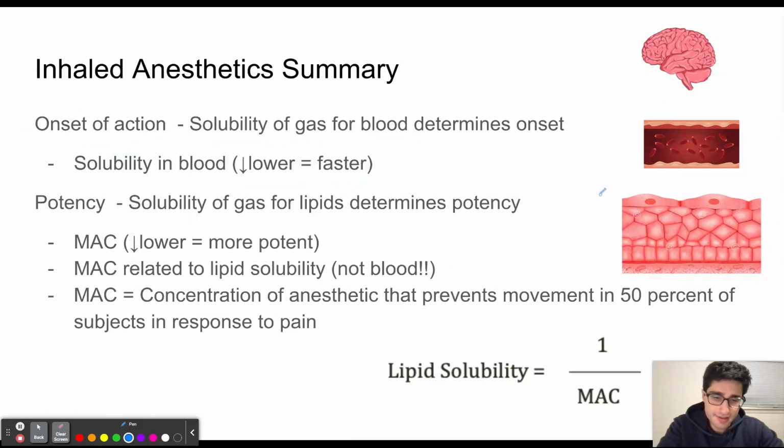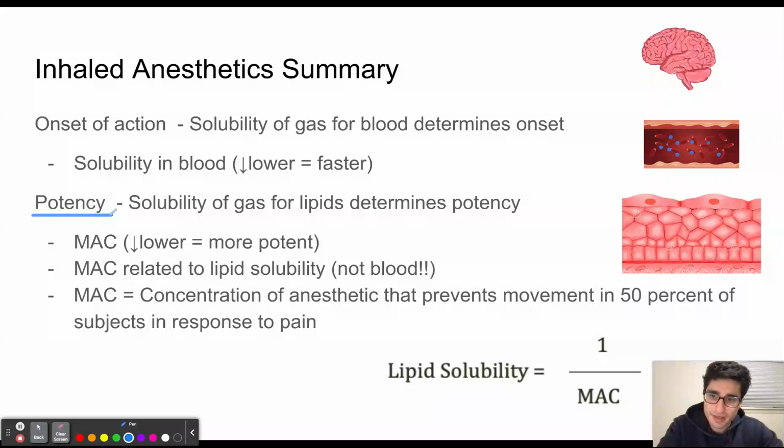If the drug is soluble within the blood, then the drug is just going to accumulate within the blood vessel. So there's not much of the drug getting to the brain to produce the action of the drug. As a result, the onset of action is going to be much slower.